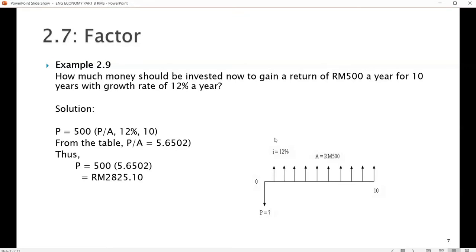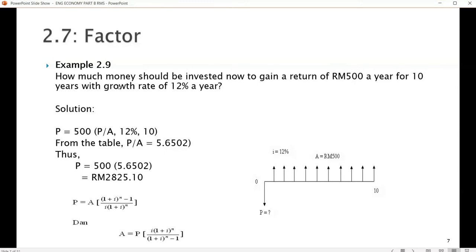Okay. Hopefully it works. Okay, now we stop at this example. How much money should be invested now to gain a return of 500 ringgit a year for 10 years with a growth rate of 12% a year? Okay, this one is the growth rate. Growth rate 12% a year. That means this is i.